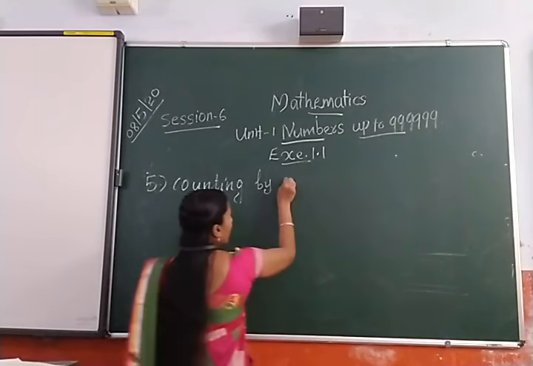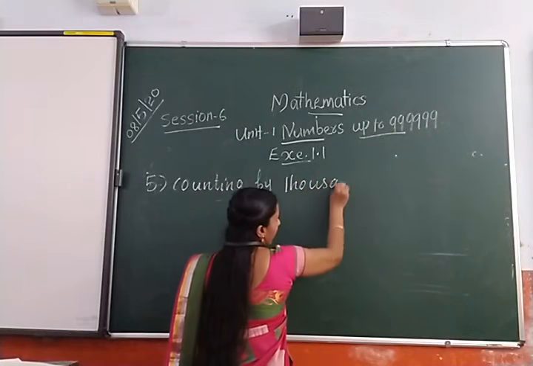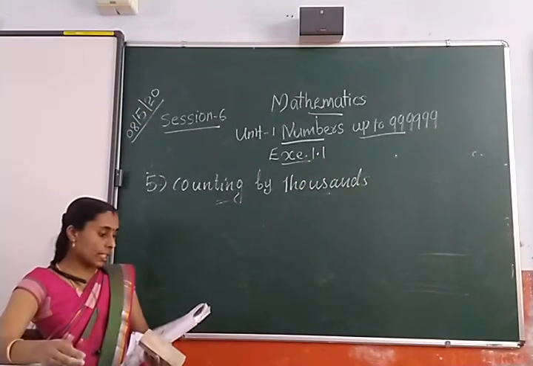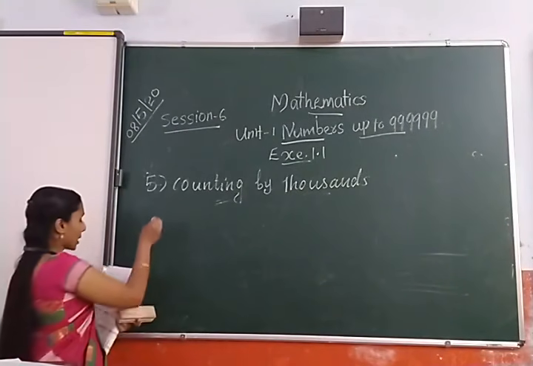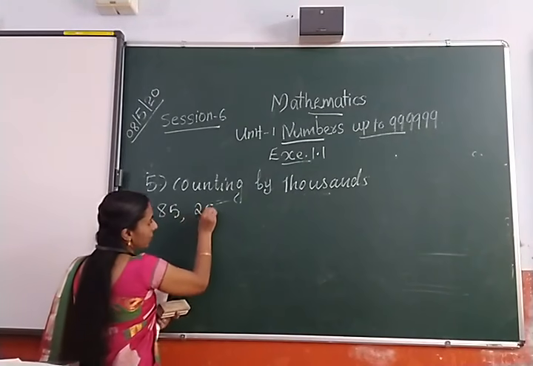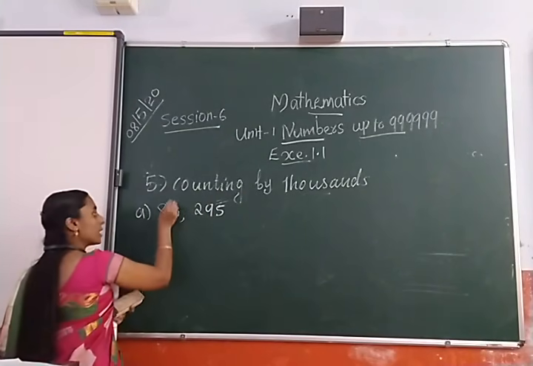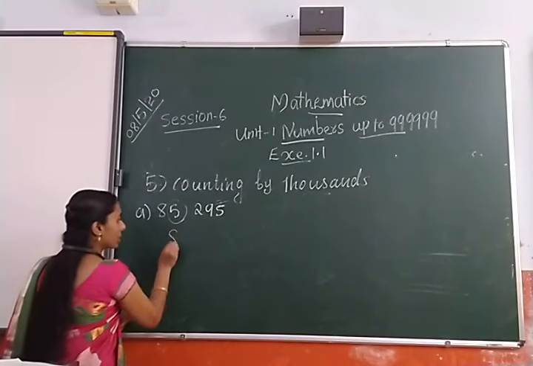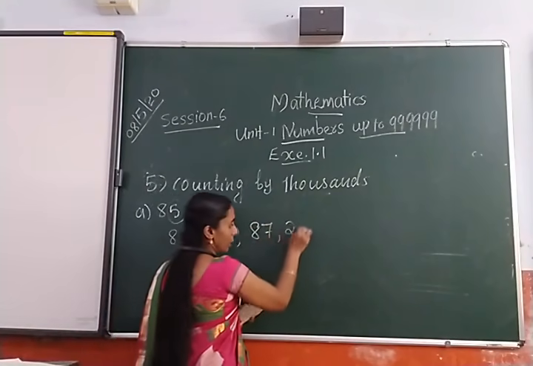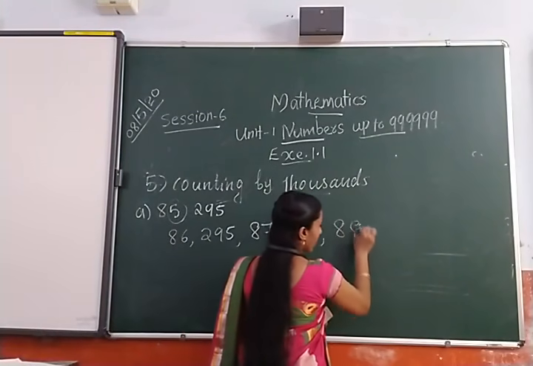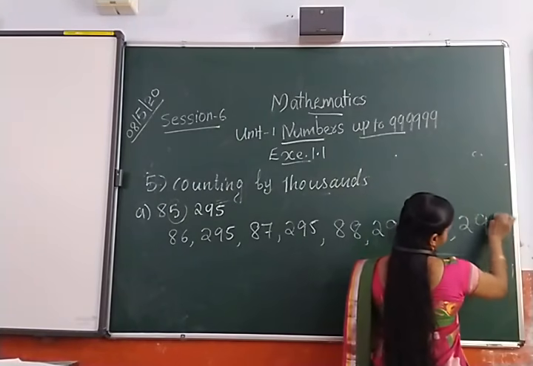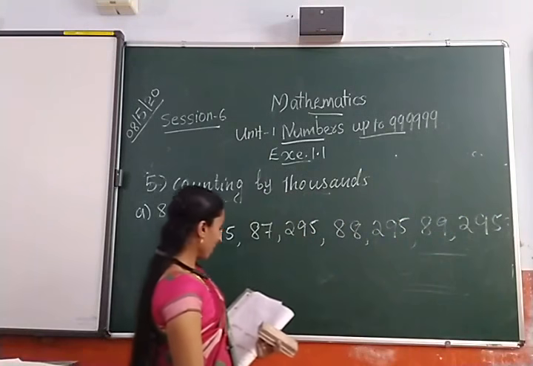Counting by thousands. Only the thousands place will increase by 1. 85,295. Here the thousands place is 5. Then 5 will increase. 86,295, 87,295, 88,295, 89,295 is going on. Okay.